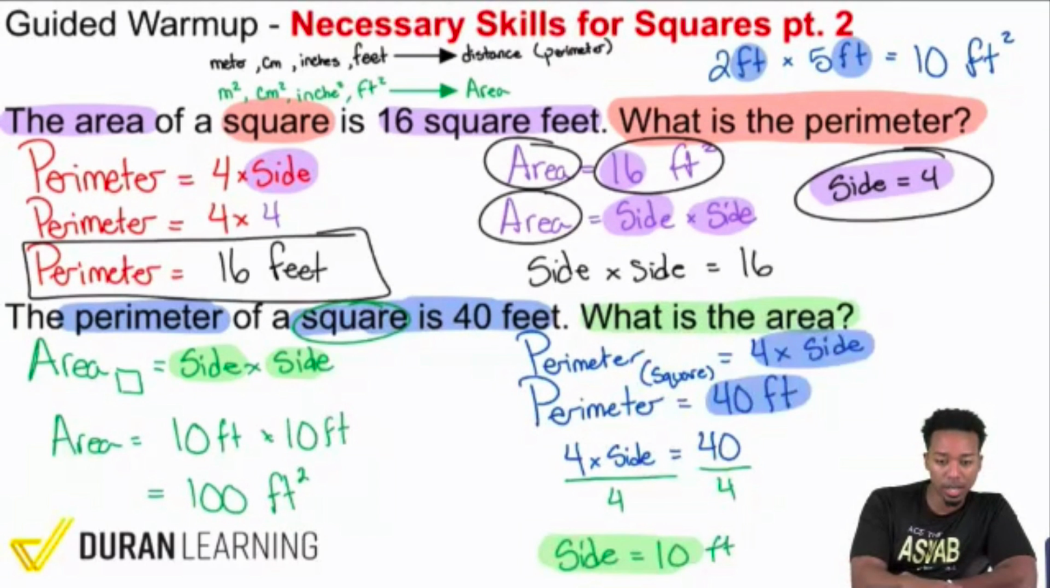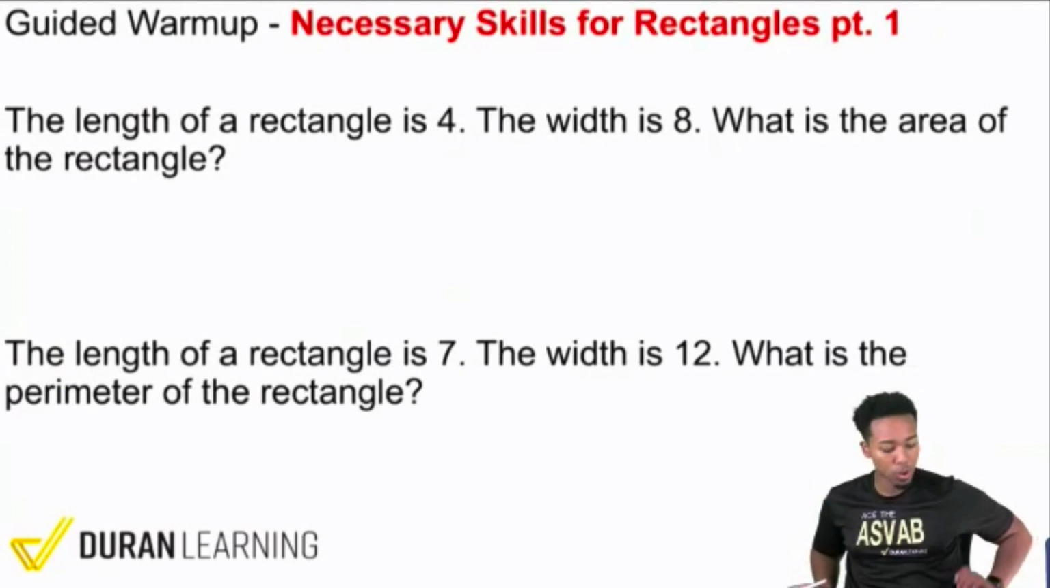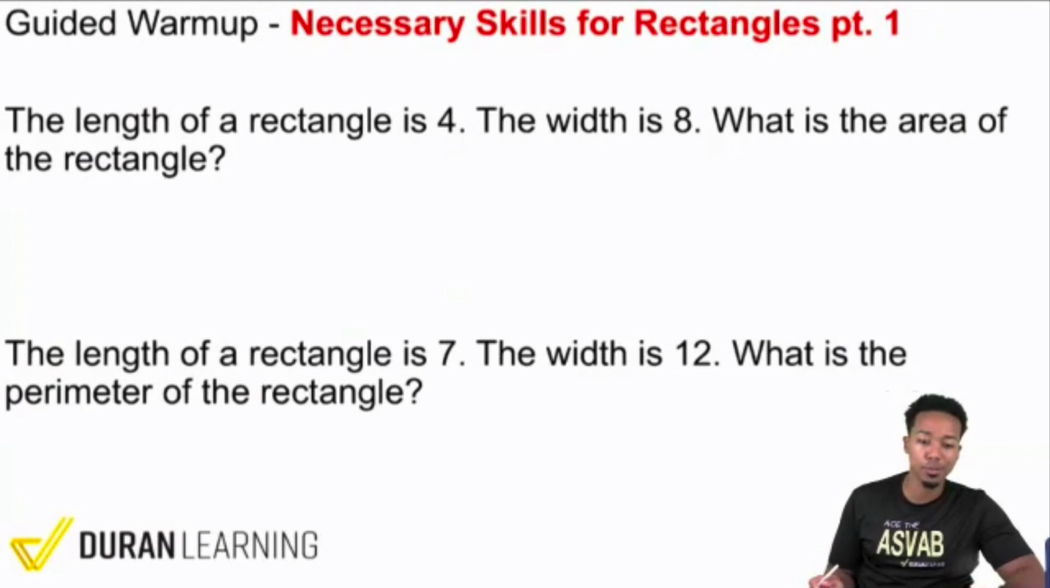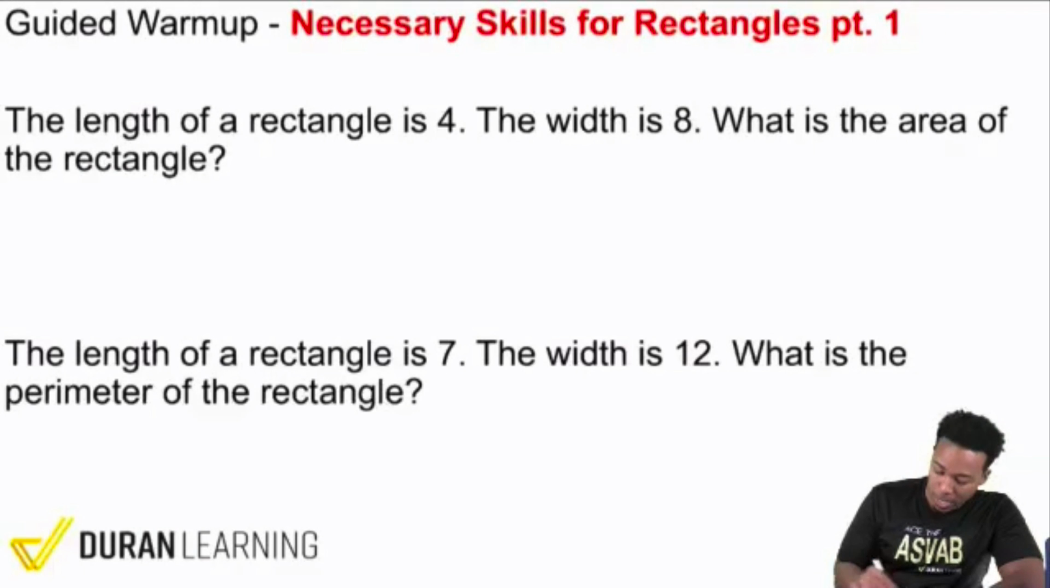And so I'm going to go ahead and let Mr. Sosa in here. With that said, everybody, let's move forward into rectangles. Let's start here with the first one. This is probably the easiest one that we'll get all day. What is the area of the rectangle? The length is 4. The width is 8.